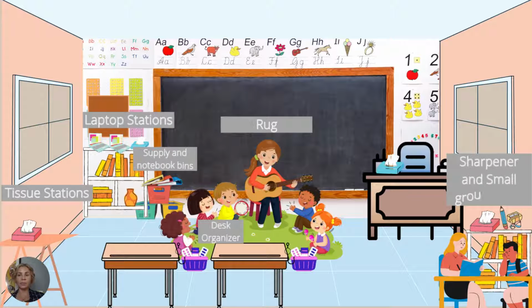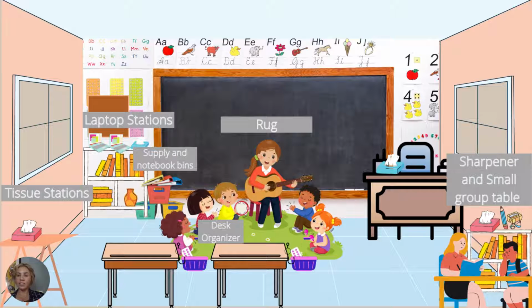Here is a rough example of a classroom layout. As you can see, I placed the laptops and supply bins at the front of the room. This will allow time for the laptops to charge. It's organized and within my reach. You can see that I placed a rug in front near my desk. This will vary depending on the grade that you teach.